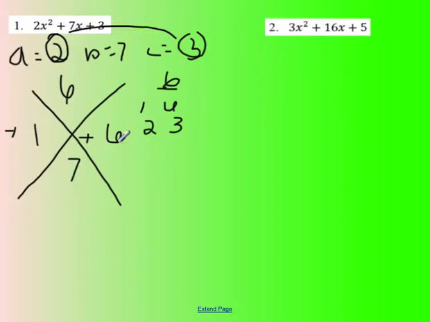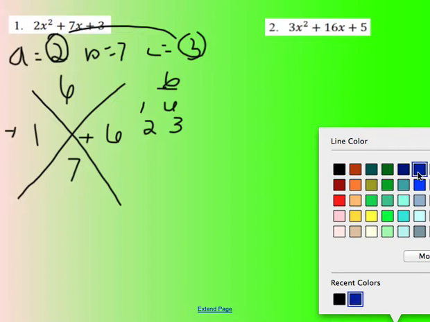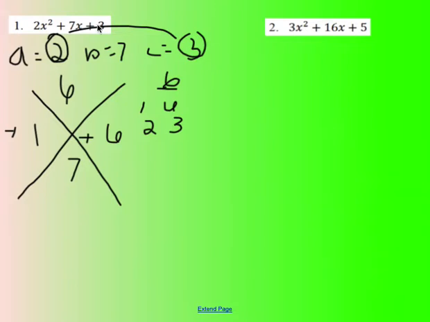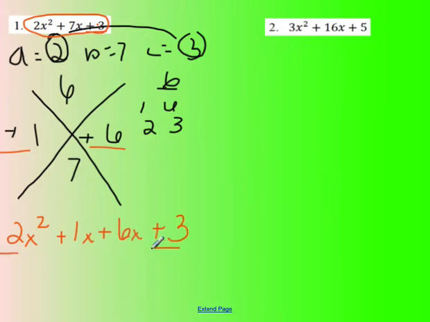So here's where the new part comes in. You're not just done when you do the x now. Now we actually have to factor it. So what I'm going to do is I'm going to rewrite this equation out. I'm going to keep the 2x squared the exact same. Now, instead of writing 7x, I'm going to write it as 1x plus 6x plus 3. So notice my first and my last terms stayed exactly as they are. 1x plus 6x equals 7x. So I haven't changed the value of the problem.